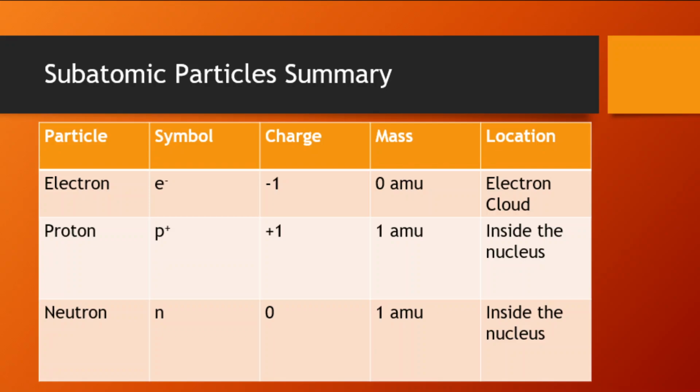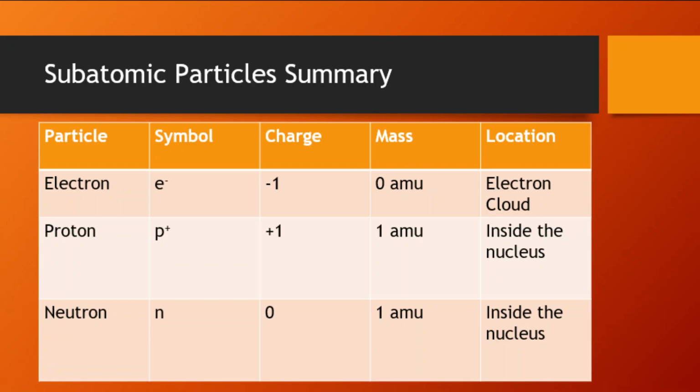You've got our protons. Its symbol, a lowercase p, with a positive superscript directly to the right of it, indicating that it has a +1 charge. As we can see, it's got that +1 charge, and it has a mass of 1 AMU. So for every 1 proton you have, that's going to contribute to the mass of the atom by 1. So 1 atomic mass unit. And that proton found inside the nucleus.